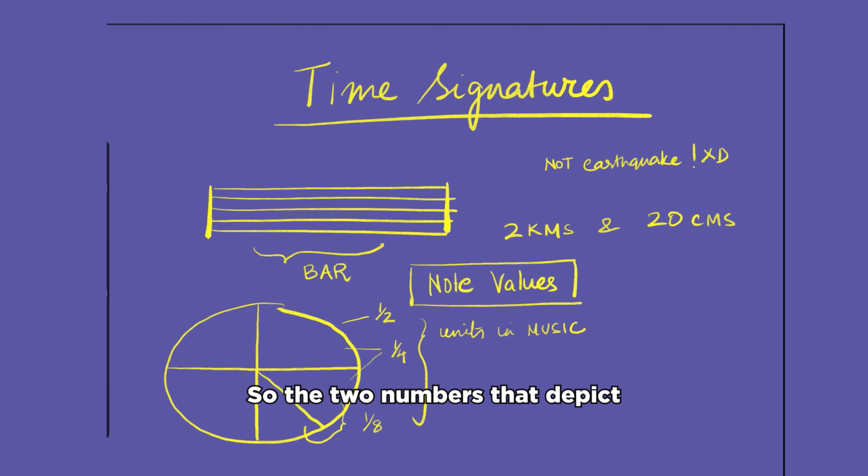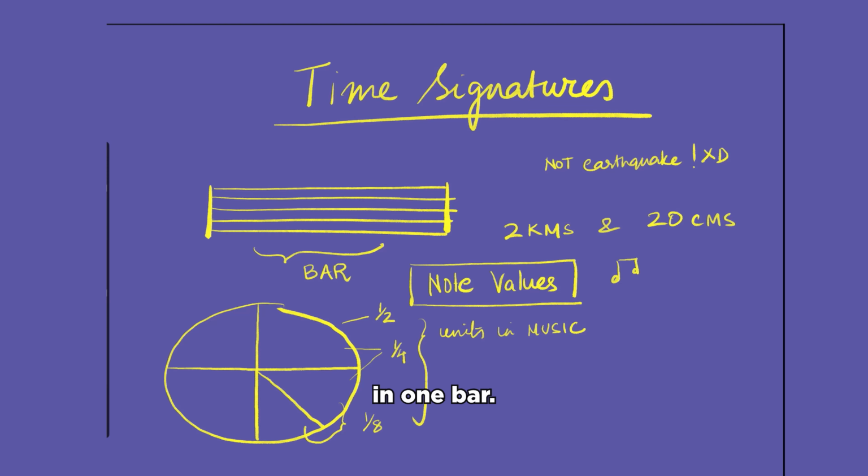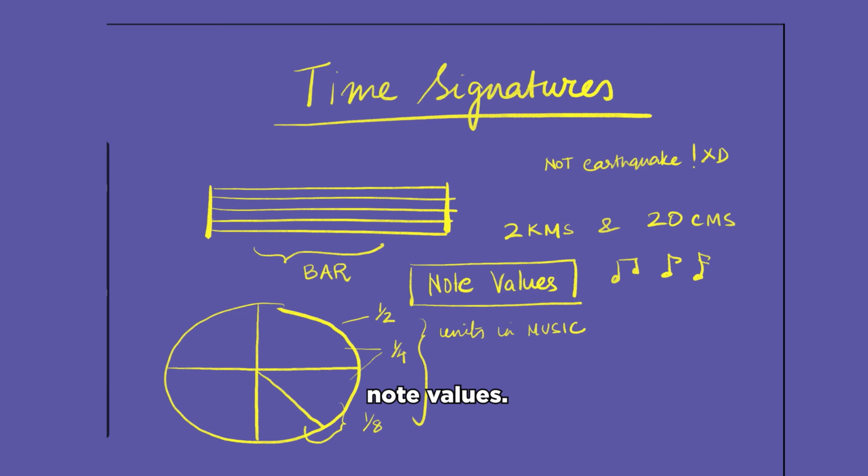So the two numbers that depict time signature tell us how many of what type of notes you can fit in one bar. That does not mean that you have to play those note values. It just tells us how much space we have. Let's take a quick example.